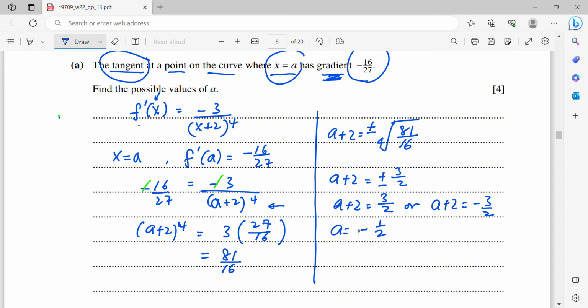Alright, so 3 over 2 minus 2 is going to be negative half. And the other one, negative 3 over 2 minus 2, is going to be negative 7 over 2. So that's why the question asks for possible values of a. You will be getting more than one value of a. So that's it for this a.